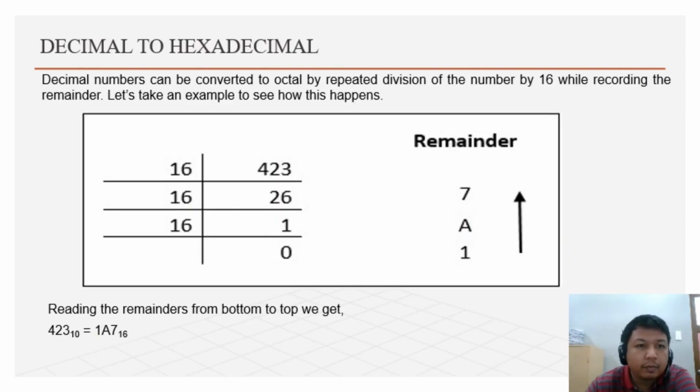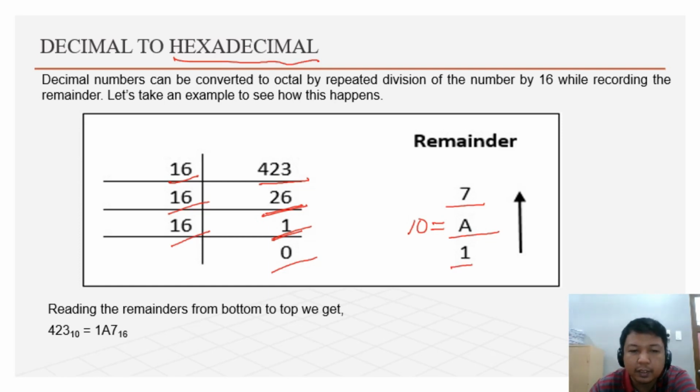So the last is to convert decimal to hexadecimal. As I mentioned, you divide the number by the base. In this case, our base is 16 since we have hexadecimal. So 423 divided by 16 is 26, remainder 7. Then 26 divided by 16 is 1, remainder 10, or the equivalent is A. Then 1 divided by 16 is 0, remainder 1. Then again, arrange it upwards. We have 423 base 10 is equivalent to 1A7 base 16.